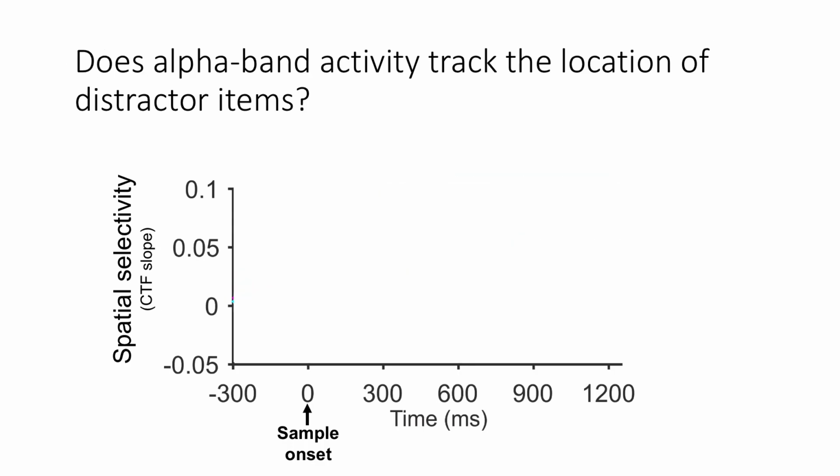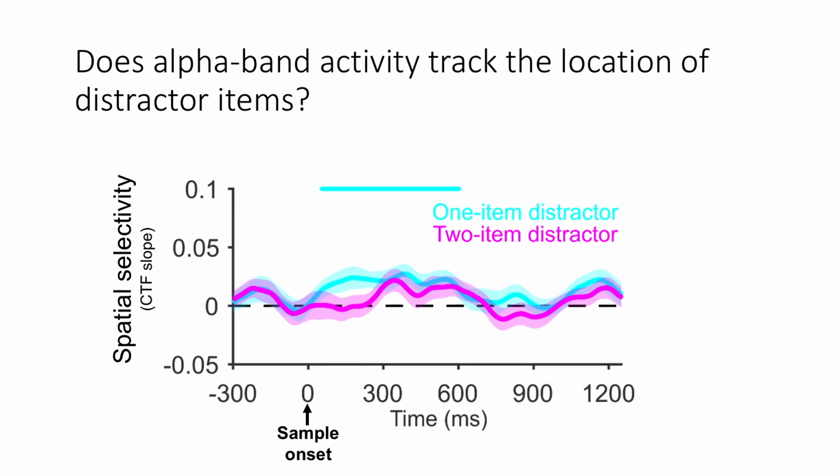In order to test this idea, we reran our model, and this time we trained the model on distractor locations and used that to determine whether or not alpha band activity tracks the location of individual distractors. When we look at our data, what we find is that at least for one-item trials, alpha band activity does track the location of an individual distractor item, while it's not above chance for multiple items.